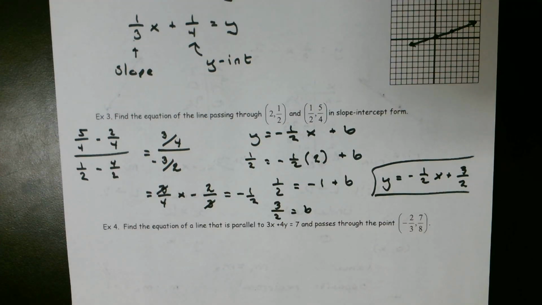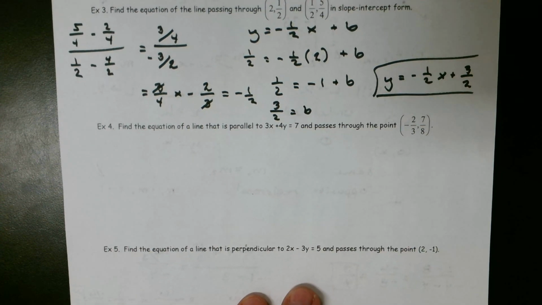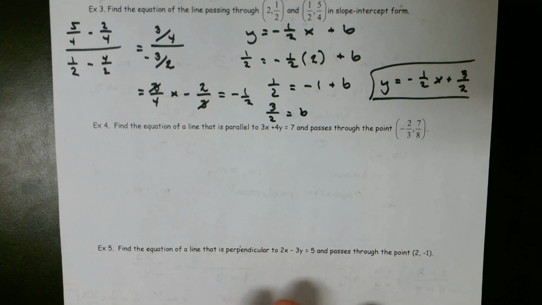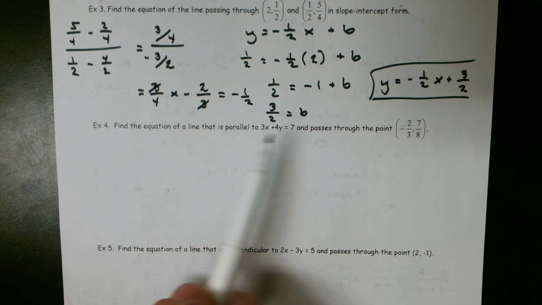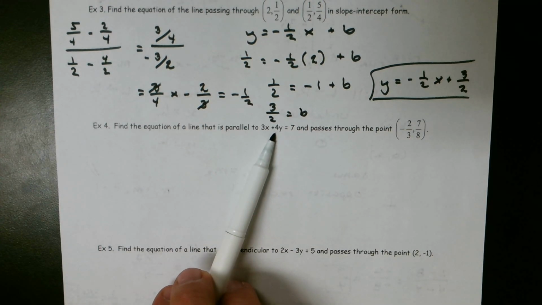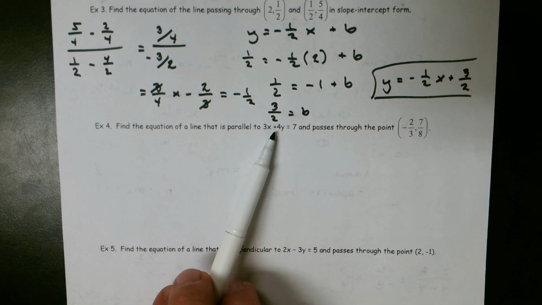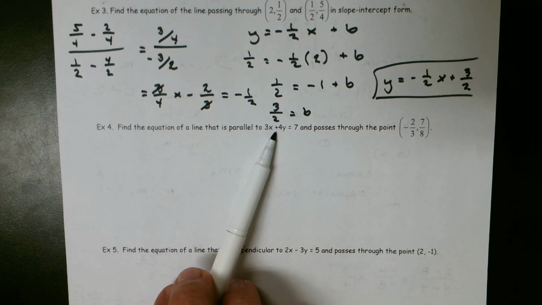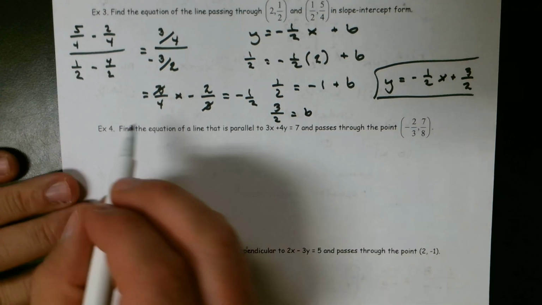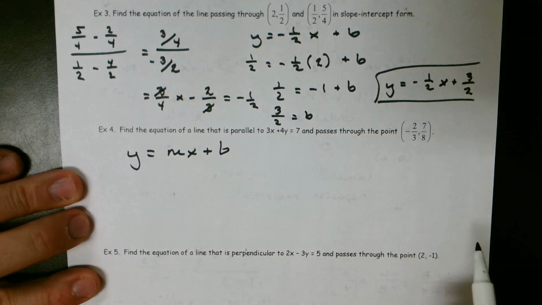Okay, the next two questions I'm actually going to have you do on your own, but I'm going to give you some tips and relate it back to the example we just did in example 3. So they're giving you the equation of a line here and asking you to find the equation of another line that is parallel to this line. So first you're going to have to solve for y to figure out what the slope of this line is going to be. Okay, so you're going to solve for y and you'll get y equals mx plus b.